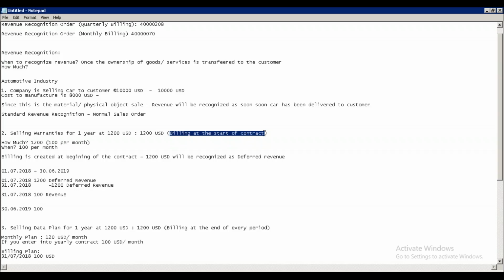Till the time my revenue is actually not recognized, where should I keep it? I'll be using the account called deferred revenue account. The deferred revenue account will be used to hold all the revenues which are not recognized. Every month, you need to move the amount from deferred revenue to the revenue account. So that is the reason in the second scenario you will be using the deferred revenue account.